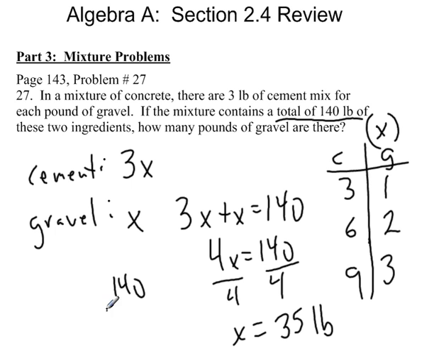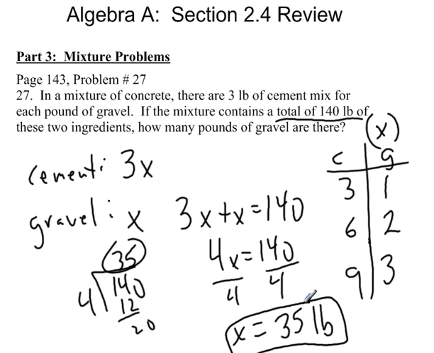Let's verify that quickly by hand. 3 times 4 is 12, leaving me with 20. 20 divided by 4 is 5. So yes, 35 pounds of gravel. And that's all the problem asks for. How many pounds of gravel are there? Now, if you had asked for how many pounds of cement, then you would multiply that total by 3, giving you 105 pounds. So make sure you go back and look at the problem again to be sure you're answering the correct problem.